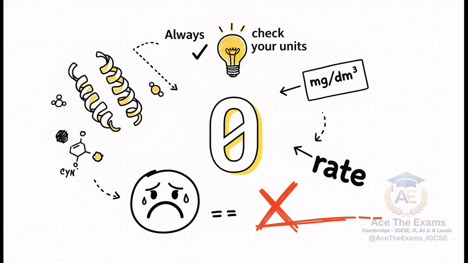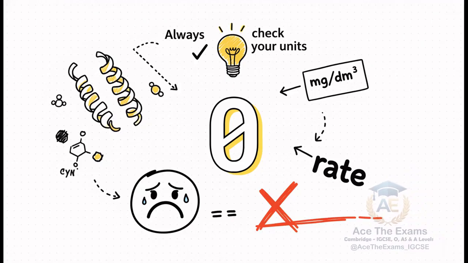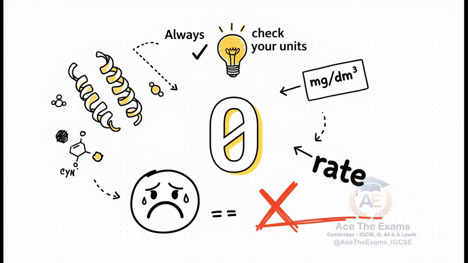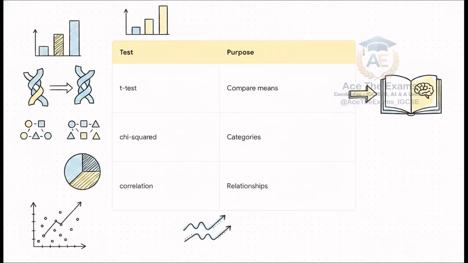0. Just imagine doing all the heavy lifting, calculating the rate of an enzyme-controlled reaction perfectly, and then getting a big fat zero just because you forgot to write down milligrams per decimeter cubed. It hurts just thinking about it, but it is 100% avoidable. Always check those units.